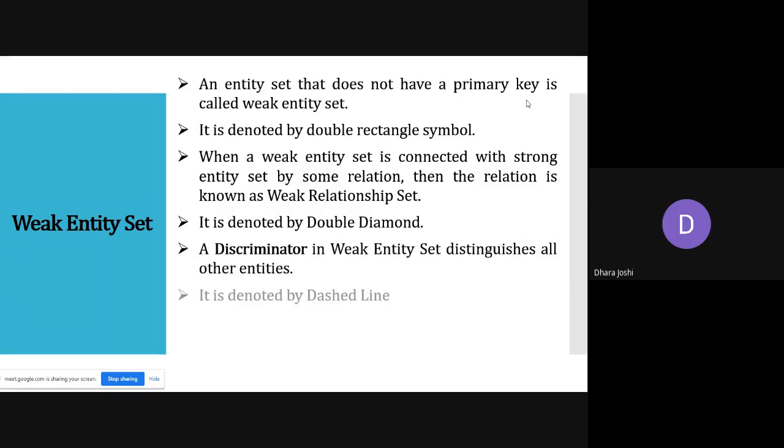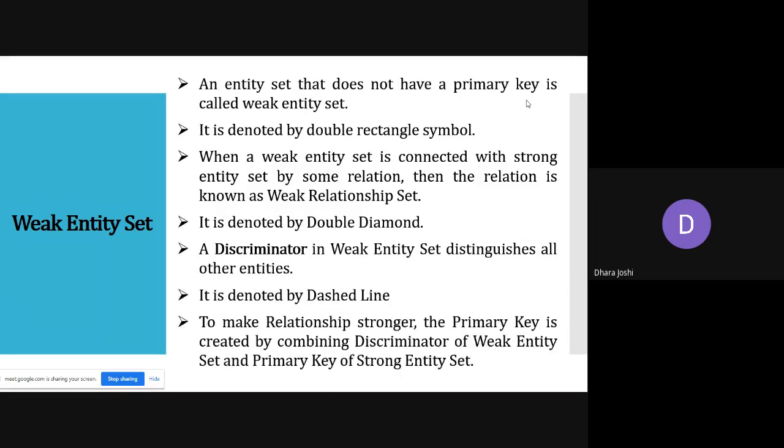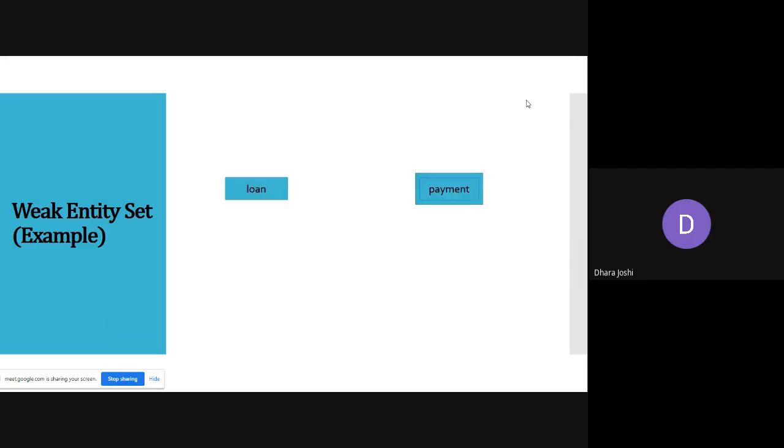Okay, first we'll take one example and we'll get back here so you can understand the concept easily. Okay, this is the example. We have one entity called loan and the other entity called payment. So loan has different attributes: loan number and amount for the loan.